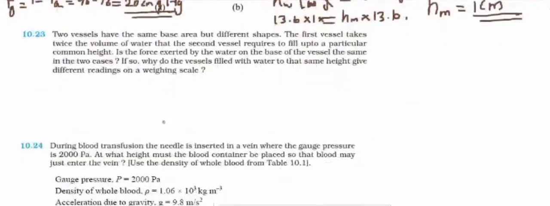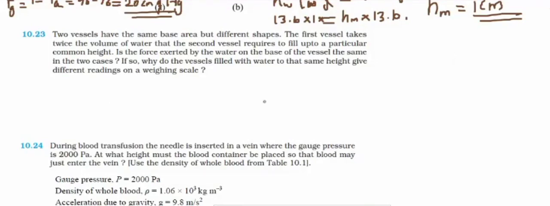Okay. Now, question 23. Two vessels have the same base area but different shapes. The first vessel takes twice the volume of water that the second vessel requires to fill up to a particular common height. That means the liquid in both containers is at equal heights. Is the force exerted by the water on the base of the vessel the same in the two cases? If so, why do vessels filled with water to the same height give different readings on the weighing scale?